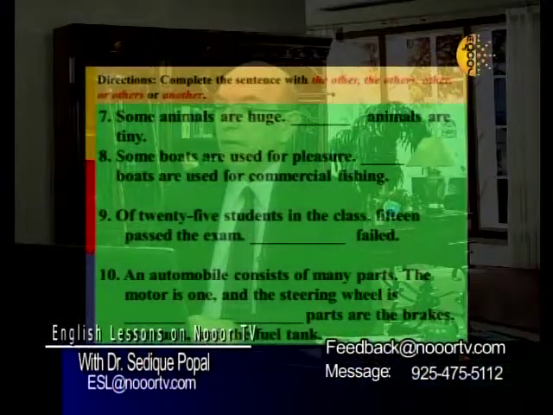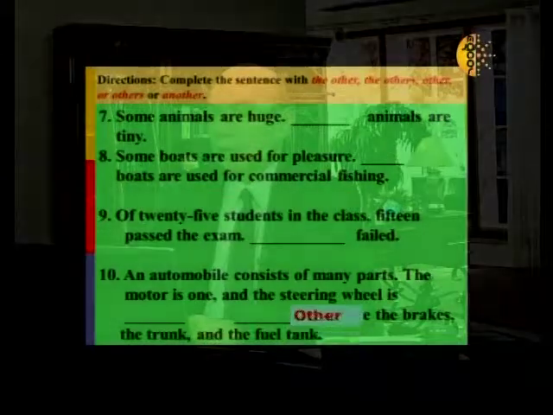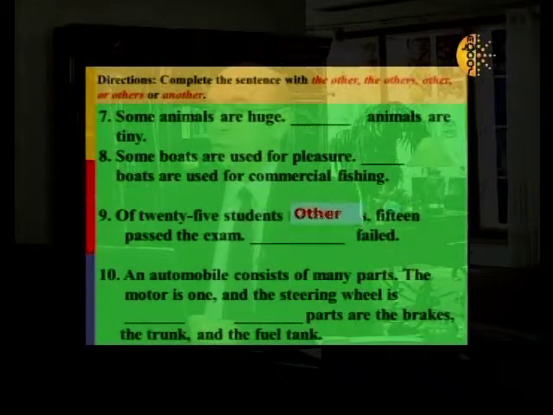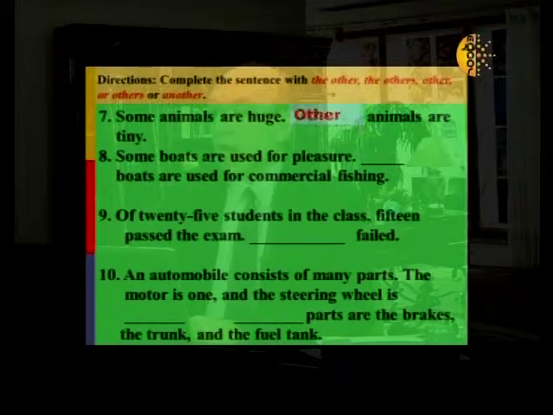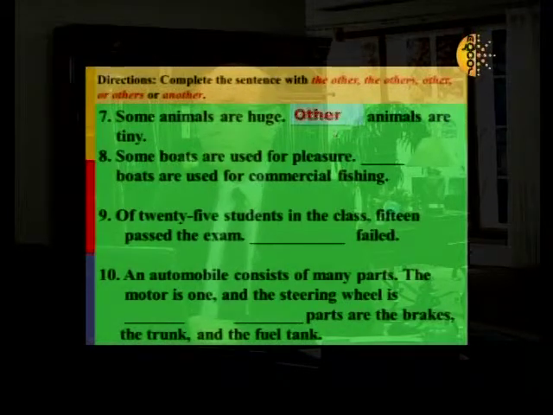Back. We're going to continue with the exercise we started on the uses of other, the other, others, and the others. So sentence number 7. Some animals are huge. Other animals are tiny. Here we use the word what? Other animals. We cannot use others. Why? Because animal is the noun, and this other is used as an adjective.